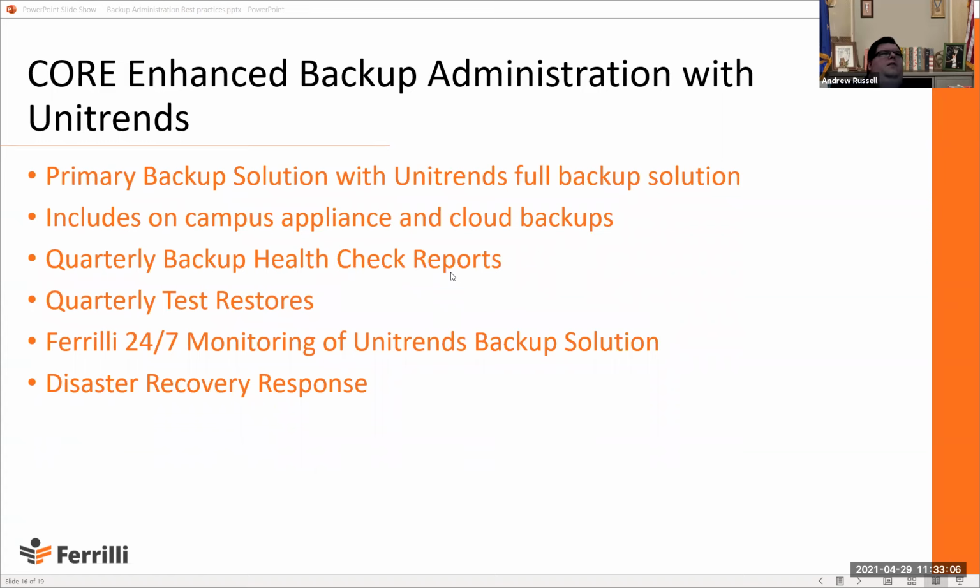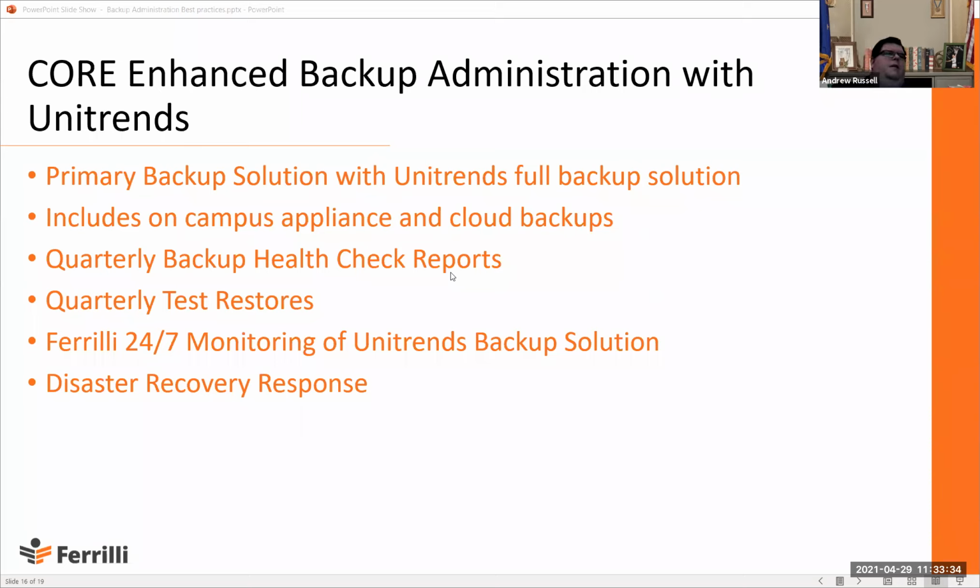Our final tier is our core enhanced backup administration with Unitrends. It's a primary backup solution with the Unitrends full backup solution. So the idea here is we would help you deploy the Unitrends full backup solution. That includes an on-campus appliance that uses the Windows Shadow services for backups. And then we would also ship backups from that appliance to the Unitrends cloud.